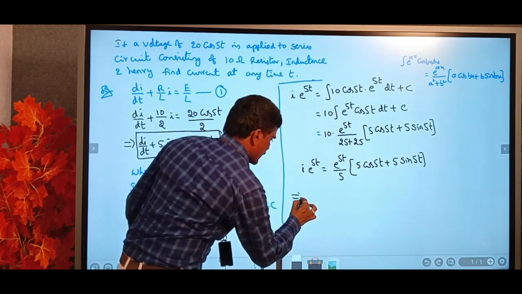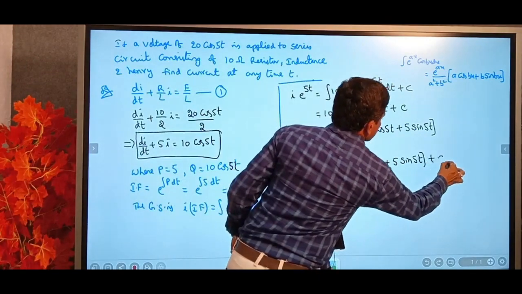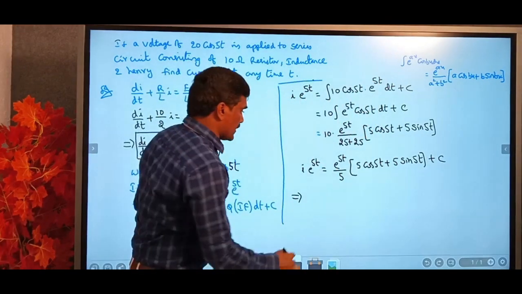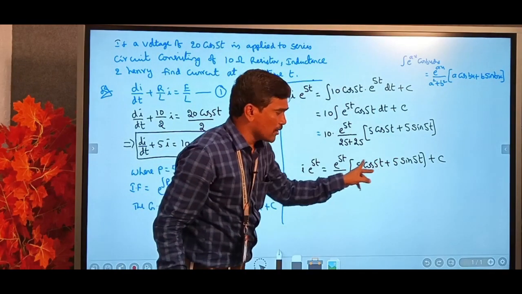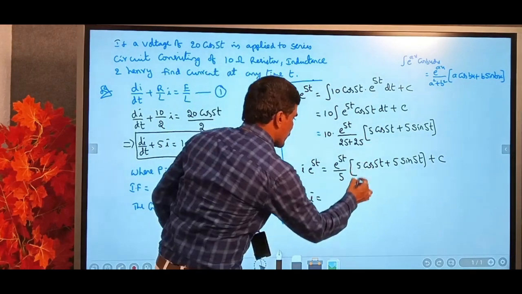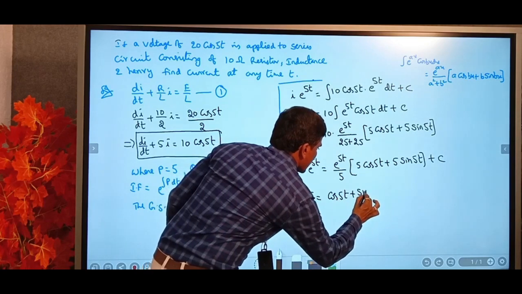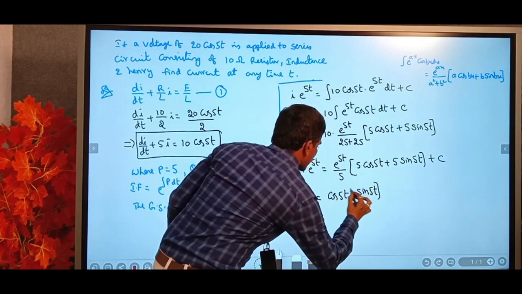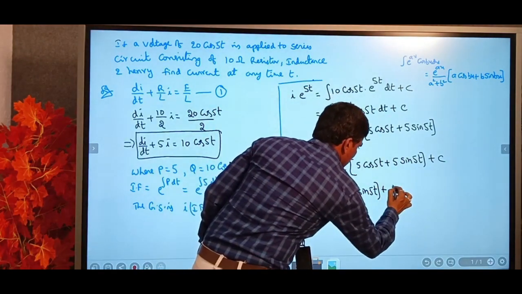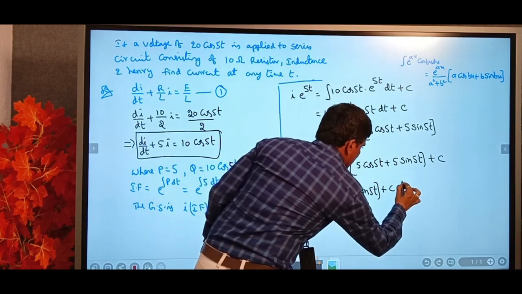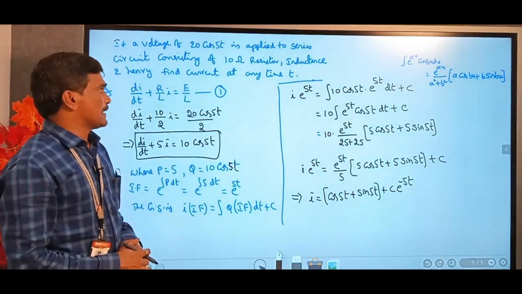So now to get the current, adding plus C also, and dividing with e power 5t, we get I is equal to, so here e power 5t cancels, take 5 common, then 5 also cancels. So finally what we get here is cos 5t plus sin 5t plus, dividing with e power 5t, we get C e power minus 5t. So this is the current.